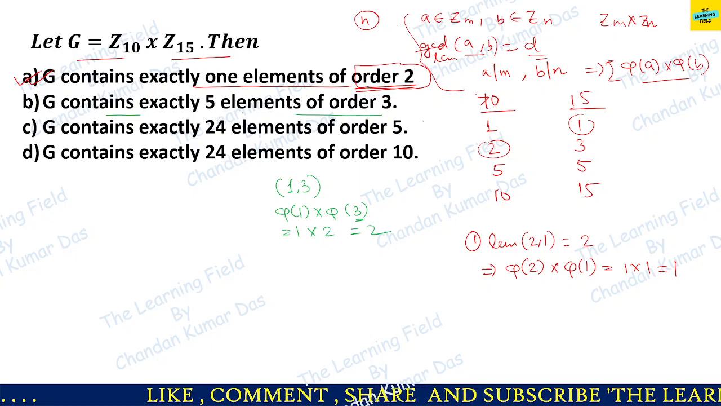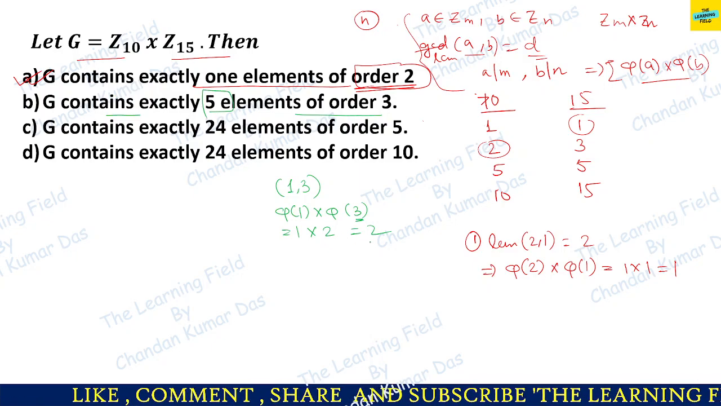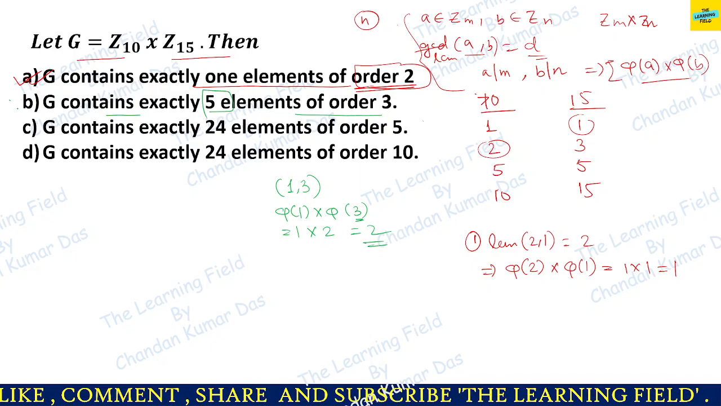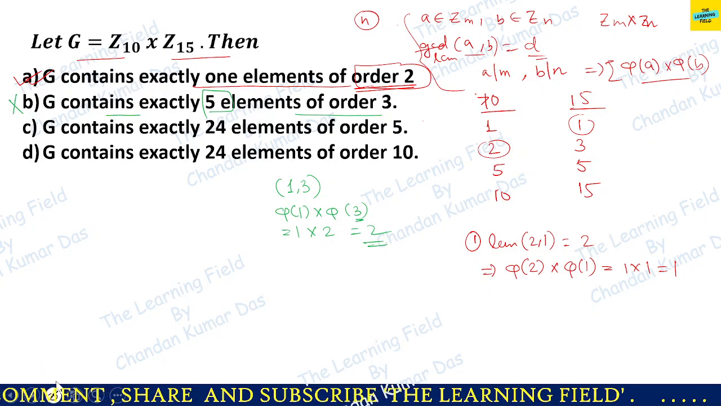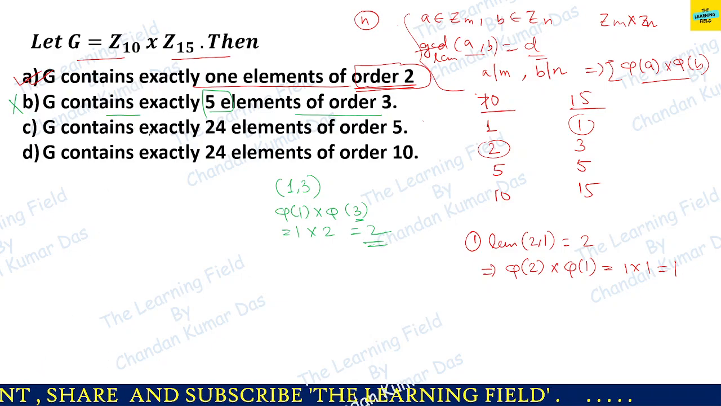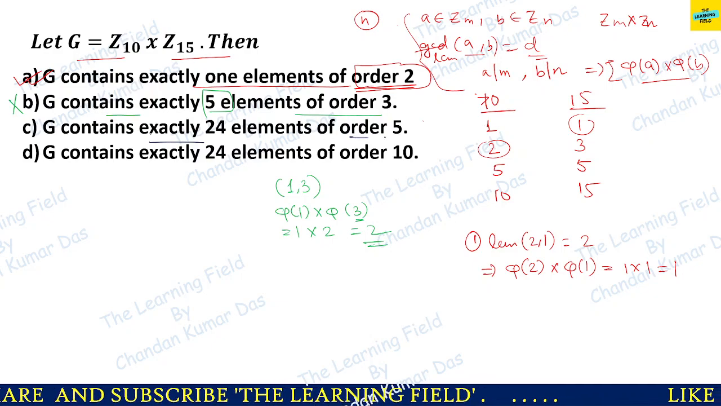So it says that it contains exactly 5 elements. No, the number of elements of order 3 is 2. So this is incorrect. Now option C says that G contains exactly 24 elements of order 5.